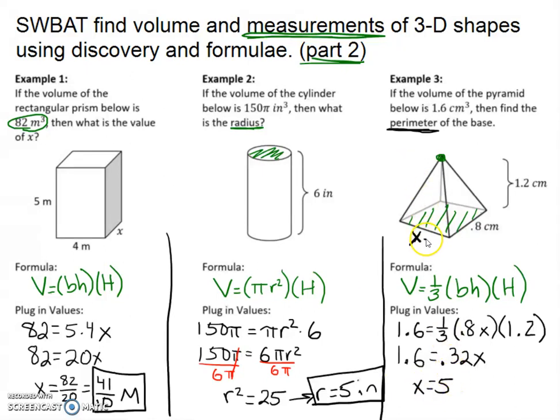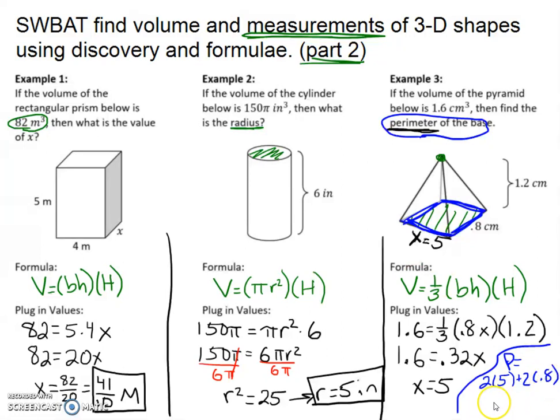Now keep in mind, that's not what they asked for, but we needed to find that. What they actually asked for was the perimeter of the base. So the perimeter of the base would be this 5, that 0.8, this 5, and that 0.8. So our perimeter is equal to 2 5s plus 2 0.8s, and that's going to come out to 11.6 centimeters.